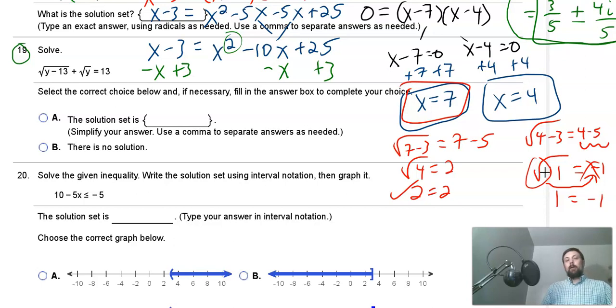So whenever you evaluate a square root, it always evaluates to something positive, either a real number or an imaginary number, but always positive. The only way you can get a negative with a square root is for there to already be a negative outside the square root. Then this would come out as negative 1, but there's nothing we can do to put a negative there. So this doesn't work. 4 does not actually make that equation true. Only 7 does. And so only 7 is the solution for number 18.